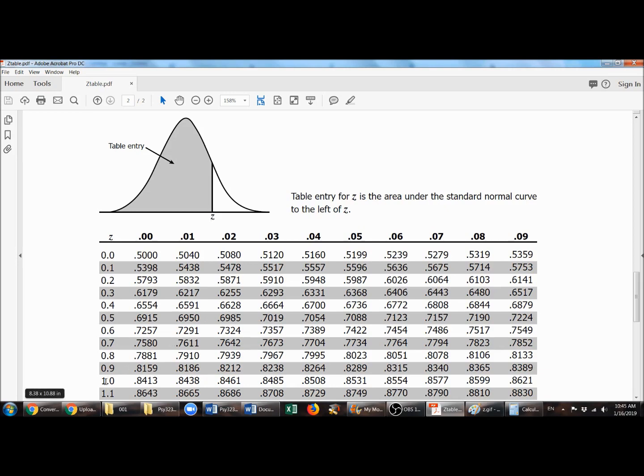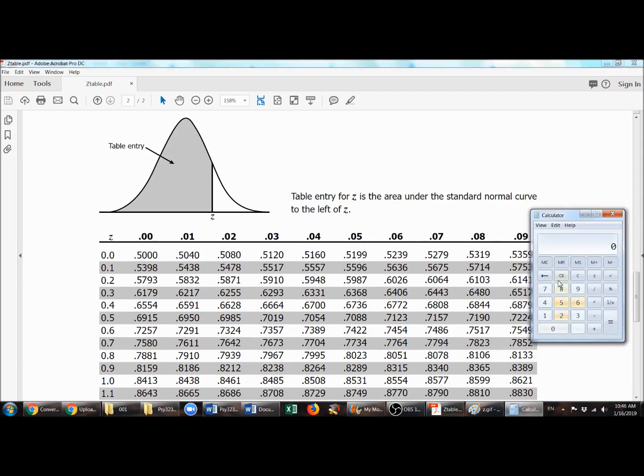Actually, let's make it easier. 1.02. All right, so 1.02 is right here, 0.8461. That means that suppose this z-score is 1.02, then this shaded area will be 84.61%. So for this blank area, all we need to do, of course, is 100 minus 84.61. So 15.39. So this area will be 15.39%. Okay, so it's that easy.